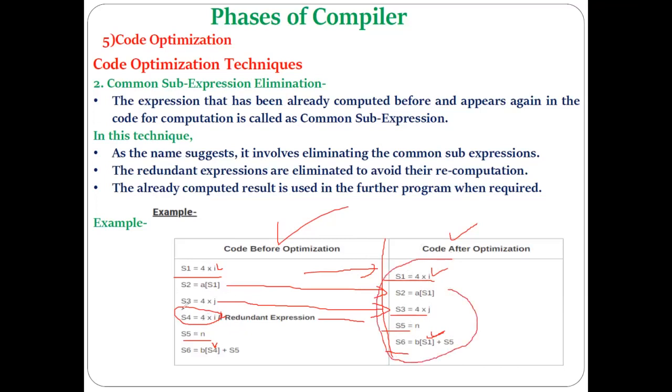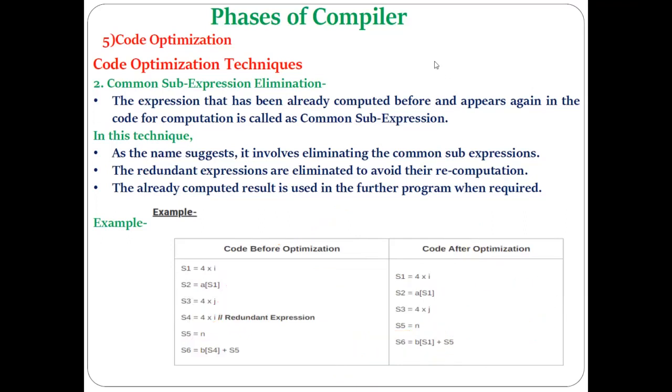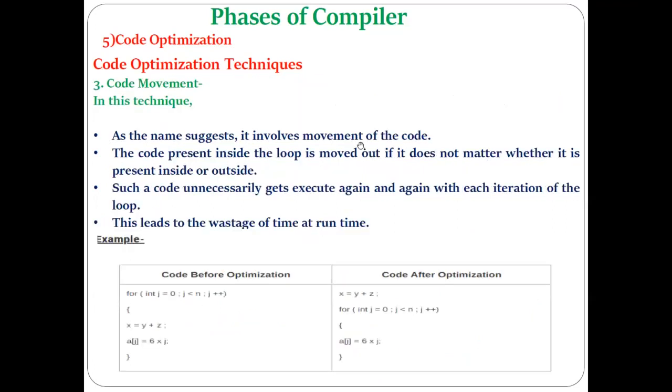So how many instructions are here? 1, 2, 3, 4, 5, 6. Here there are only 5. Here are the 6 instructions, here are the 5. So space gets saved, time gets saved, and this is considered one of the major improvements within a code as part of code optimization. Okay, I hope all of you have got this.